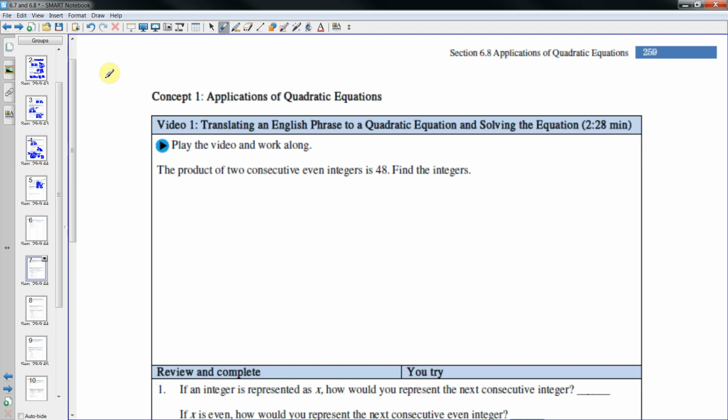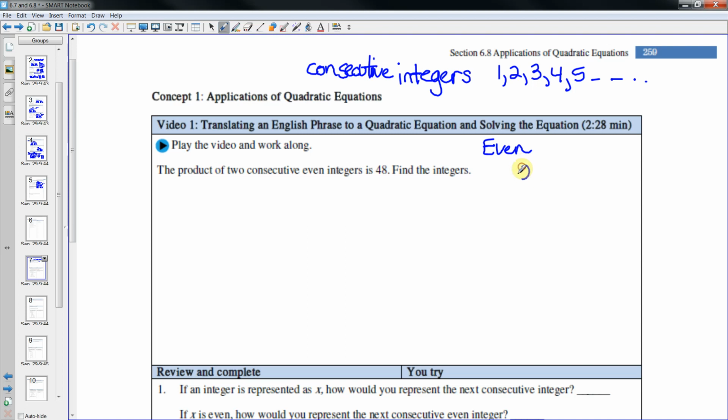So, consecutive integers. If we talk about integers, just regular integers, if they are consecutive, that means like counting, like pages of a book. It would be like 1, 2, 3, 4, 5, so on. Those are consecutive integers. Alright, consecutive even integers, let's think about that. That would be like 0, 2, 4, 6, 8, and so on.